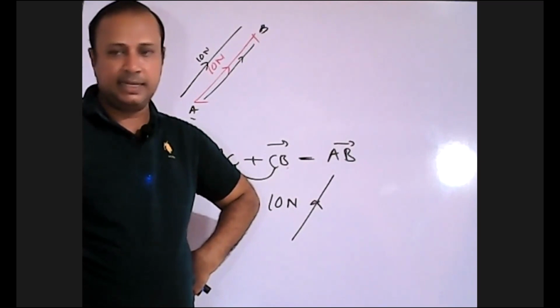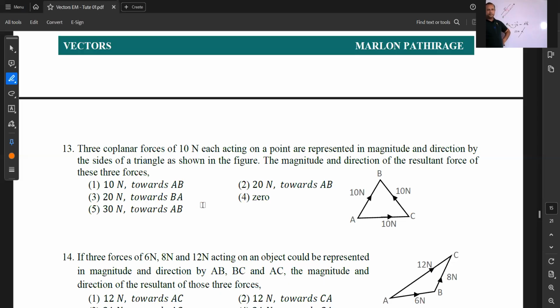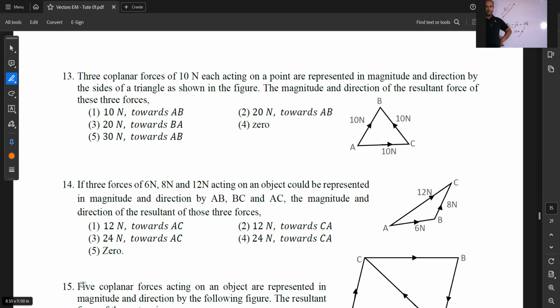So the answer is answer number 2. Answer number 2. Now the 14th part. What is the answer? 14th part. It looks like the same question. Others?